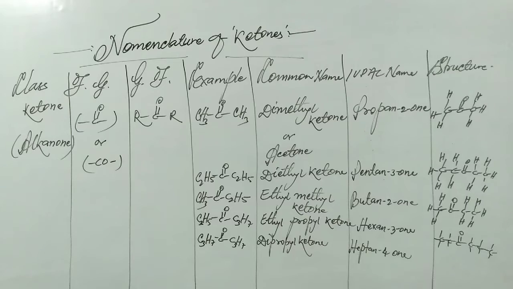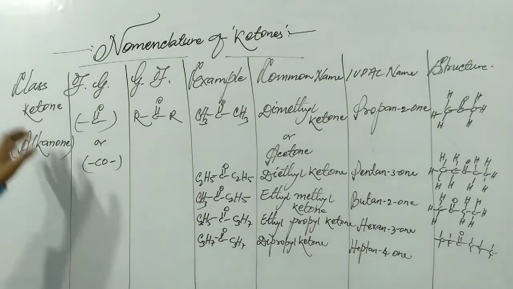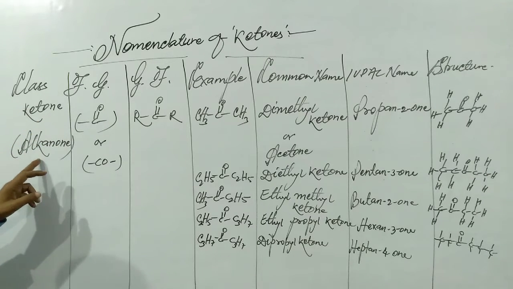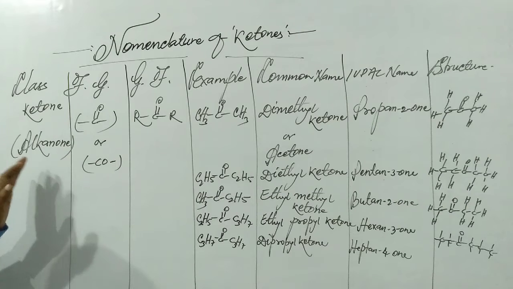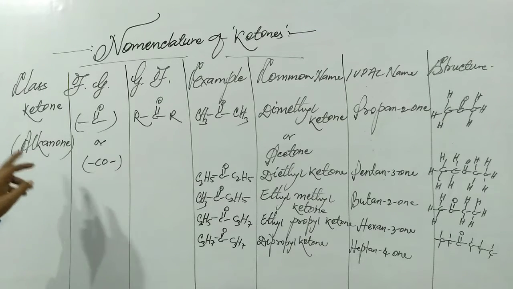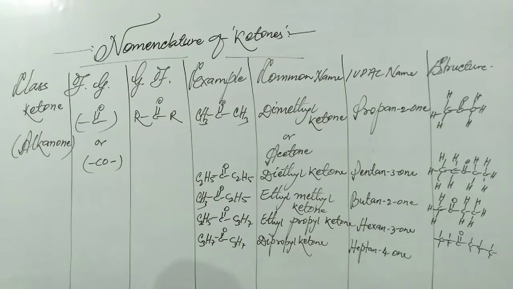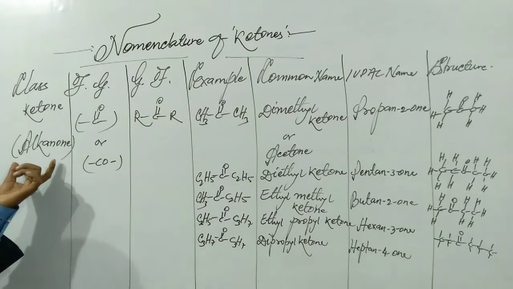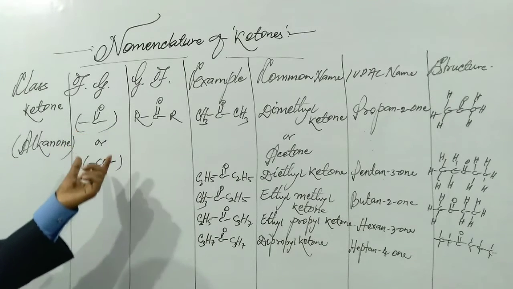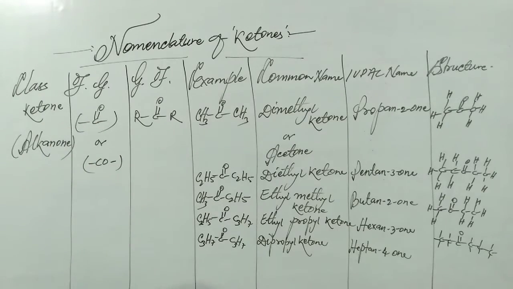Since we are reading the nomenclature of ketone, the class name will be ketone, and the IUPAC name will be written in the bracket in this way, because we have to use such IUPAC name in this column. So the IUPAC name of ketone is alkanone. This is the functional group of ketone, we can write it in this way also. This is the same thing.